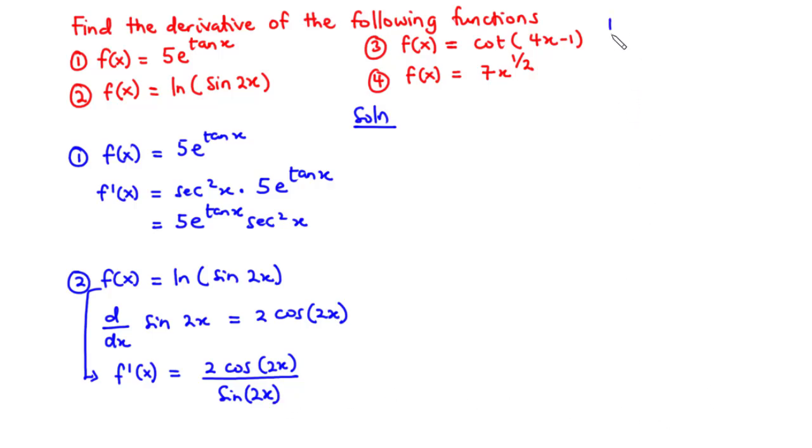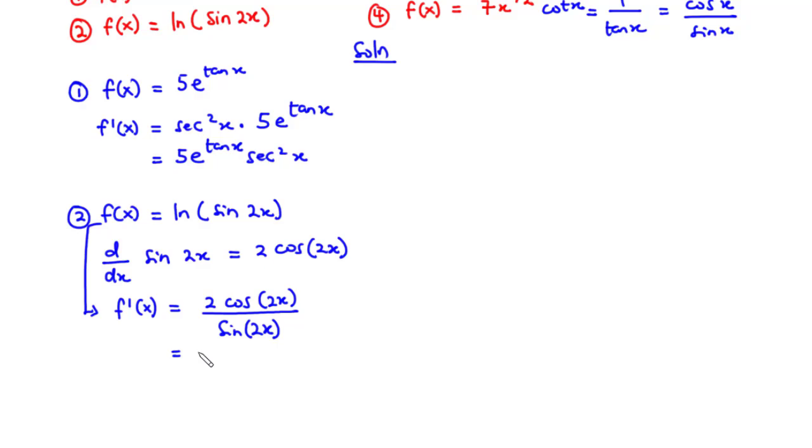Now we know that tan x is equal to sine x over cos x, and therefore 1 over tan x is equal to cos x over sine x, and that is also equal to cot x. Therefore, we can simplify this as 2 times, now cos 2x divided by sine 2x becomes cot 2x. Therefore, we have f prime of x to be 2 cot 2x. Now let's move on to 3.